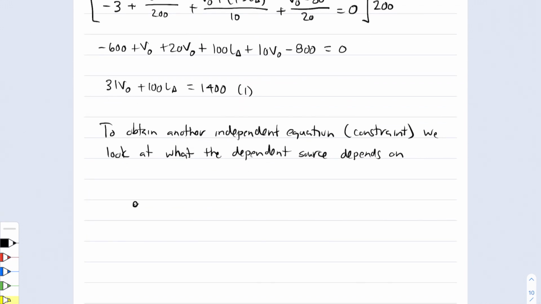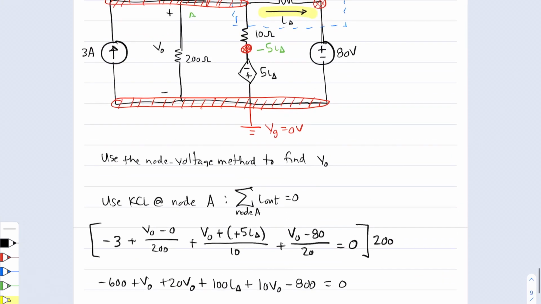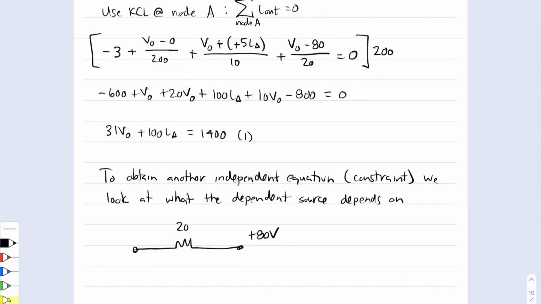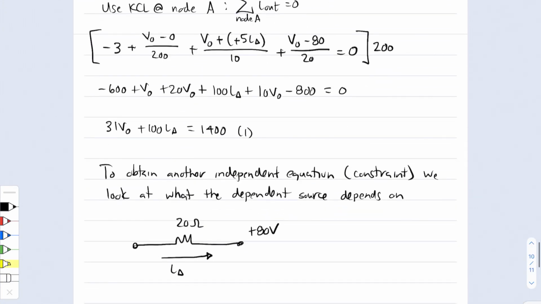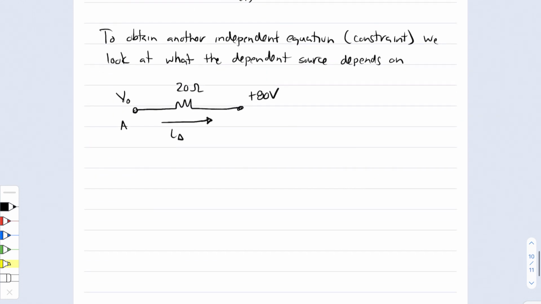So that I sub delta, there's a node. We have a resistor going to another node like this. This is at plus 80 volts. This is a 20 ohm resistor. I sub delta is flowing out that way. And we have defined that node to be at a node voltage V naught, and this is the node A that we had defined. So I'm just concentrating on this I sub delta. Everything else in the circuit I'm not really paying attention to.